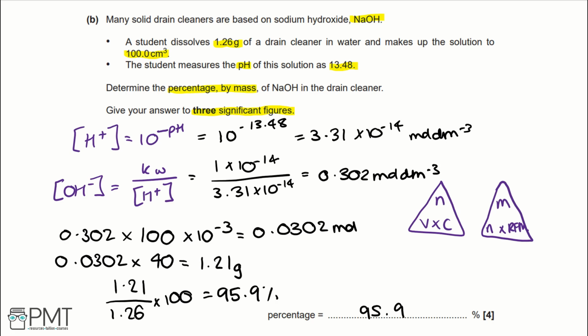To get the 4 marks for this question, you get your first mark for working out the concentration of H+, your second mark for working out the concentration of OH-, your third mark for working out the mass of NaOH in the drain cleaner, and your fourth mark for working out the percentage by mass of NaOH in the drain cleaner, so 95.9, which is the answer written to 3 significant figures.